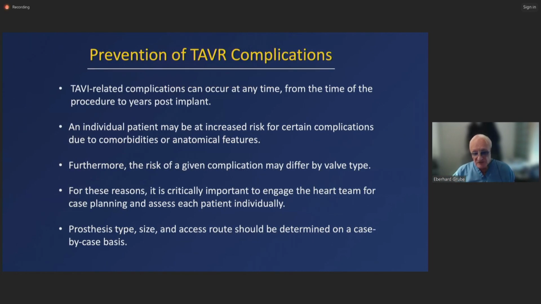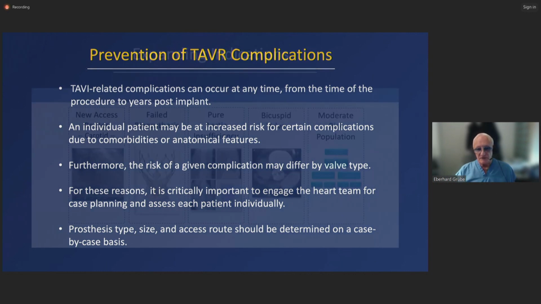How do we prevent TAVR complications? TAVR-related complications can occur at any time from the time of the procedure to years post-implant. An individual patient may be at increased risk for certain complications due to comorbidities or anatomical features. Furthermore, the risk of a given complication may differ by valve type. For these reasons, it is critically important to engage the heart team for case planning and assess each patient individually. Prosthesis type, size, and access route should be determined on a case-by-case basis.